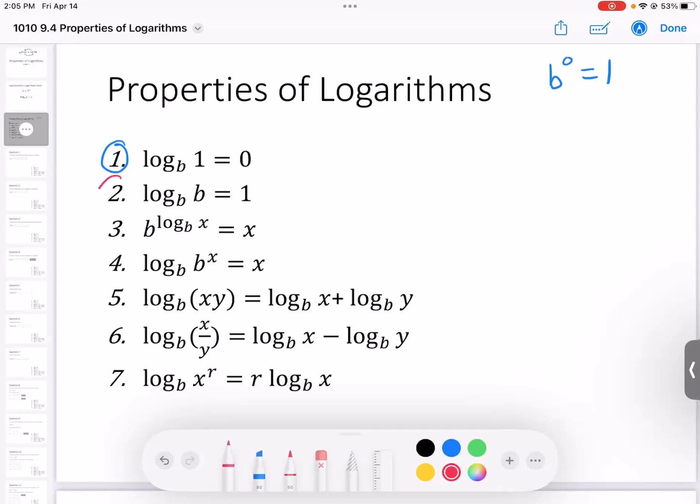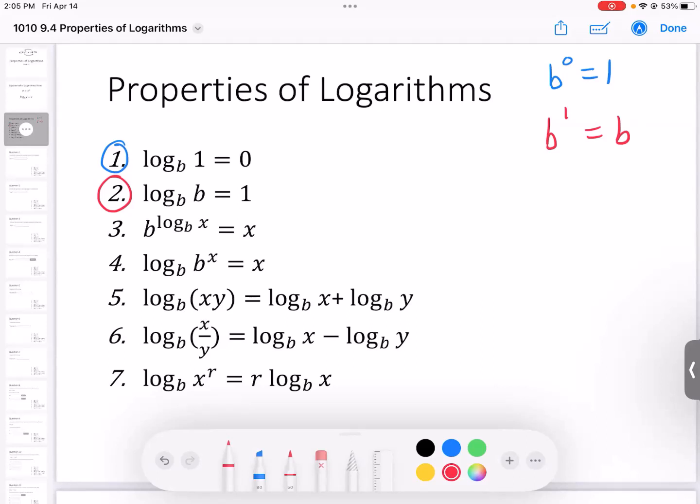Then this one is very similar, because this one says that anything to a power of 1 will equal itself. That's also true. That's just one of our basic exponent rules. And if you convert it into logarithmic form, it gives you this property.